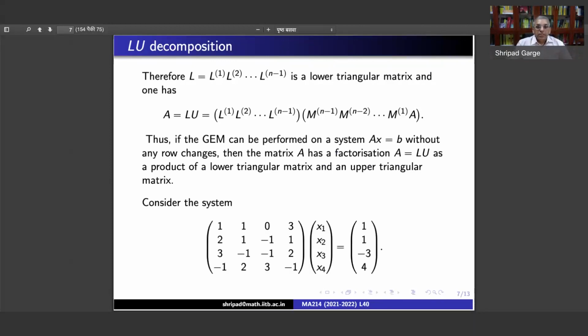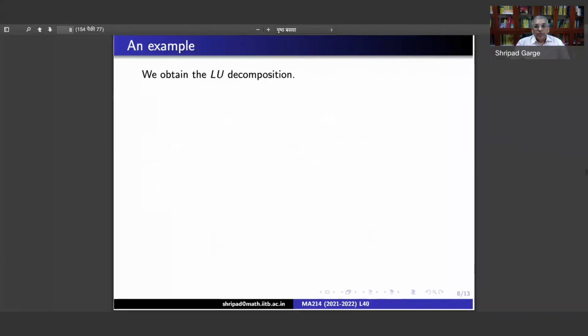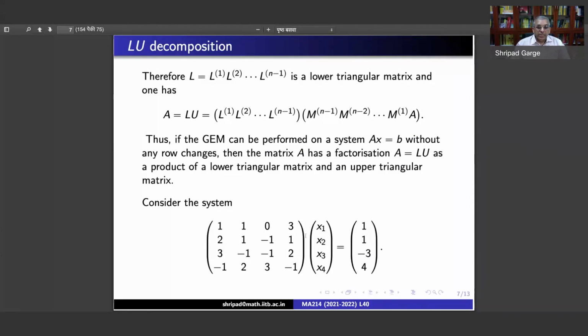Consider the system 1, 1, 0, 3, 2, 1, minus 1, 1, 3, minus 1, minus 1, 2, and minus 1, 2, 3, minus 1. This is our capital A. Forget about the entries on the right. So to obtain the LU decomposition, we have to apply the row operations.